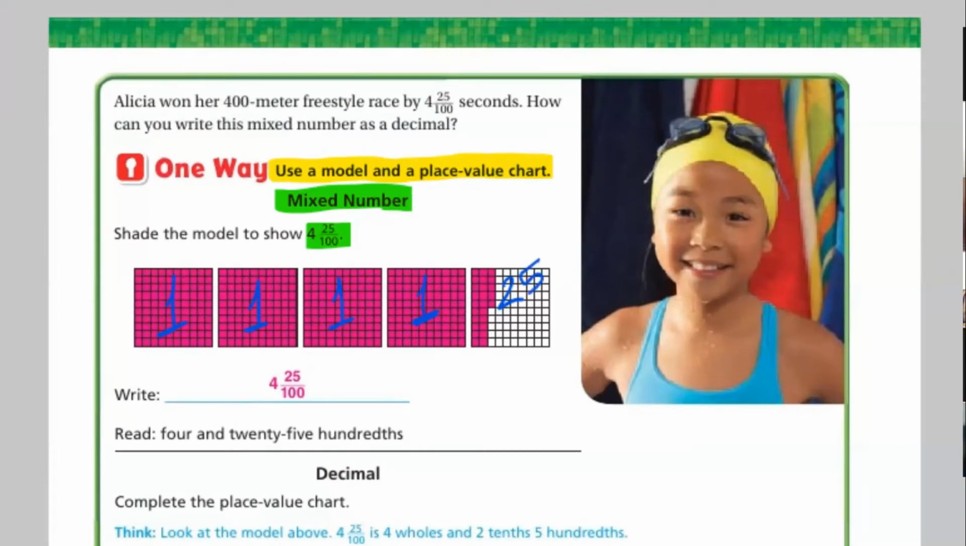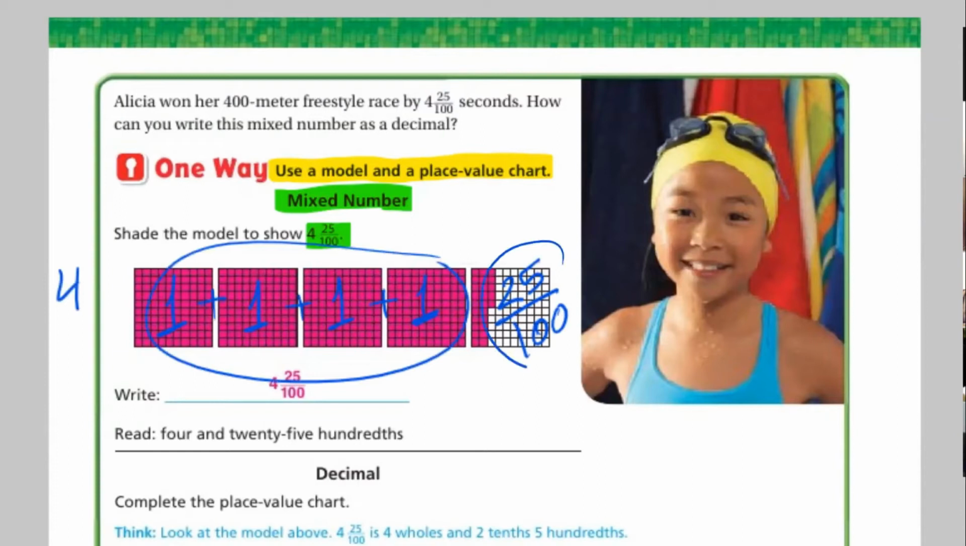25 over what? Over 100. Great. So let's add them together. 1 plus 1 plus 1 plus 1 equals 4, right? And we're going to put the same fraction, 25 over 100. So that's our mixed number. That's how we can write a mixed number using a model.